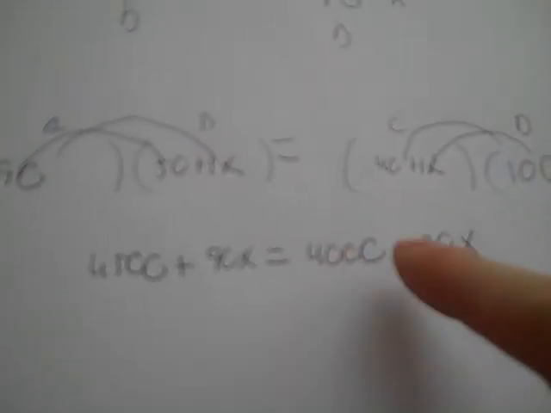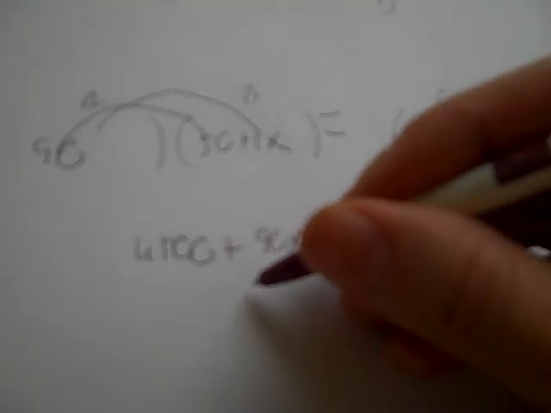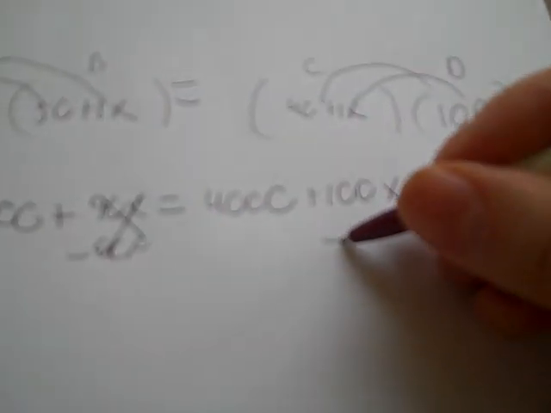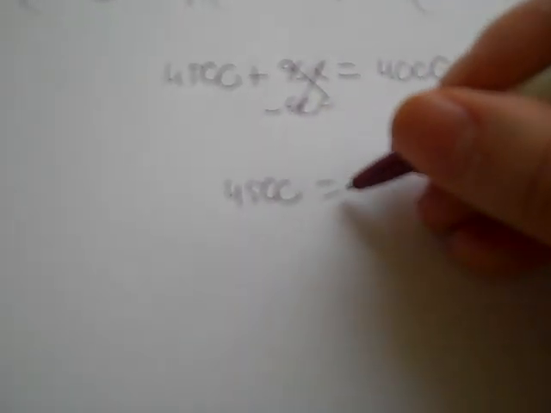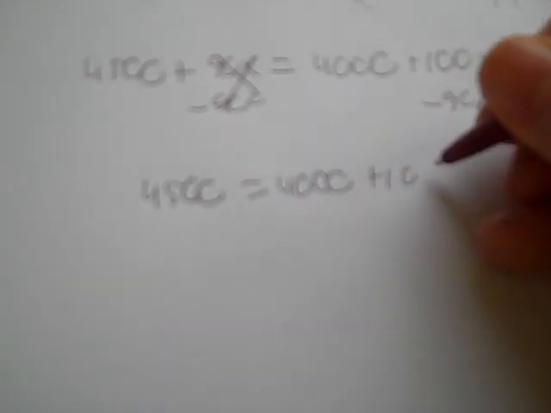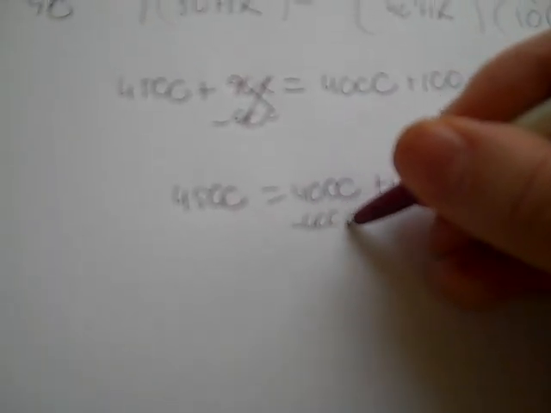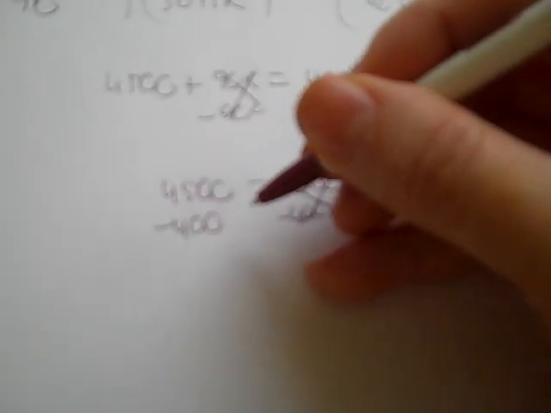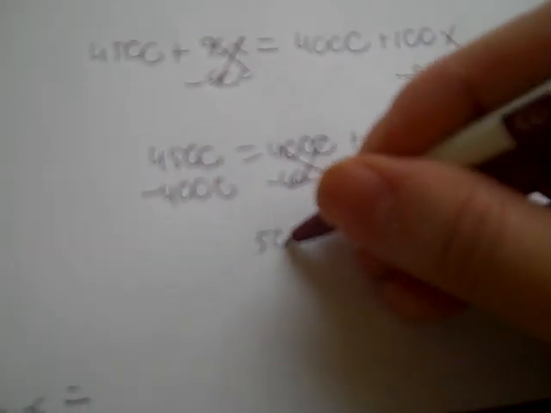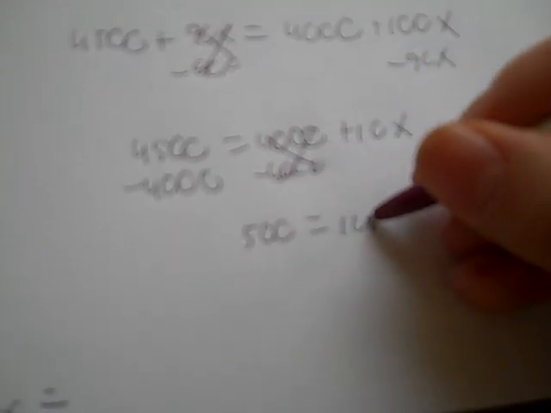Now your x's are both regular x's, so you just pick one to get rid of, minus 90. Then 100 minus 90 is 10. So 4,500 equals 4,000 plus 10x. Now you subtract 4,000. 4,500 minus 4,000 equals 10x. And then divide both sides by 10. And that's 50. Now you don't have to plug in on this one. It's not like the table. 50 is the number of free throws you have to make in a row to raise your average up to 90%.